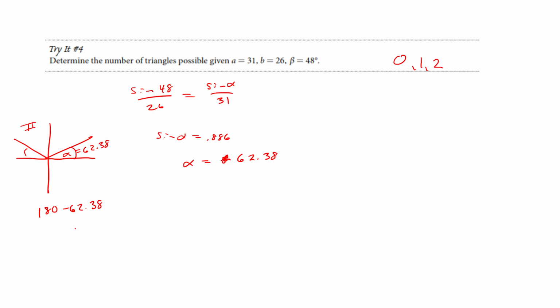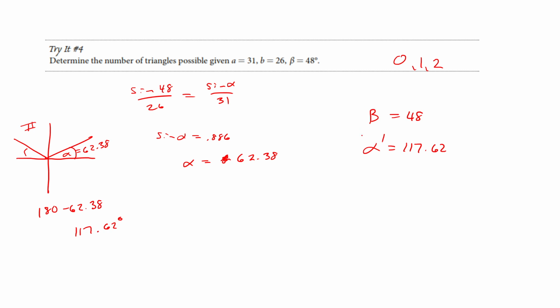And I get 117.62. Okay, so possibly there exists a second triangle with 117.62 as alpha. Now, the way we're going to check that is we know beta is 48. Let's see if this adds up and leaves anything in it, and it's going to. Do you see that we're going to have some room left?